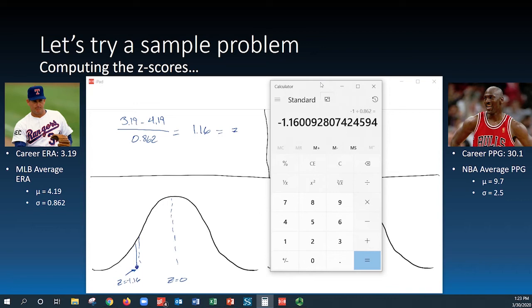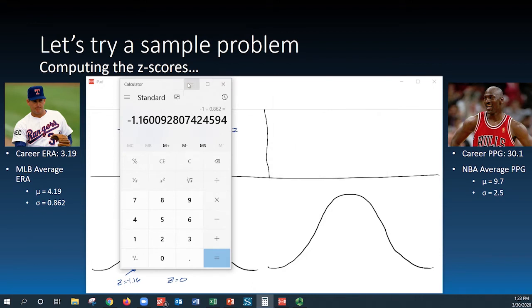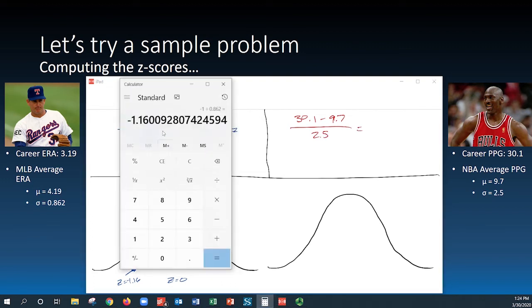Now if we compare that to Michael Jordan, his score was 30.1 for x, minus mu of 9.7. I'm going to divide that by sigma, which is 2.5. That's going to give me, let's see, 30.1 minus 9.7 is 20.4, divided by 2.5. So his Z-score is 8.16.